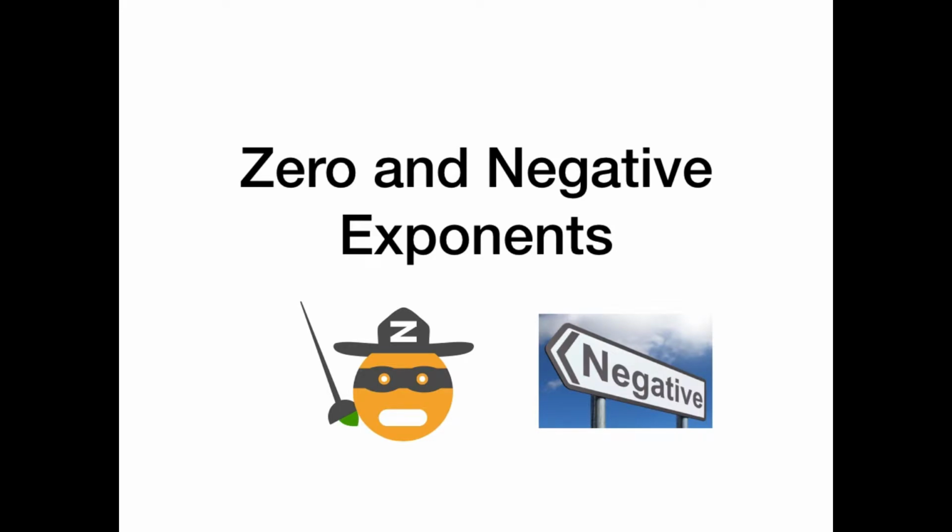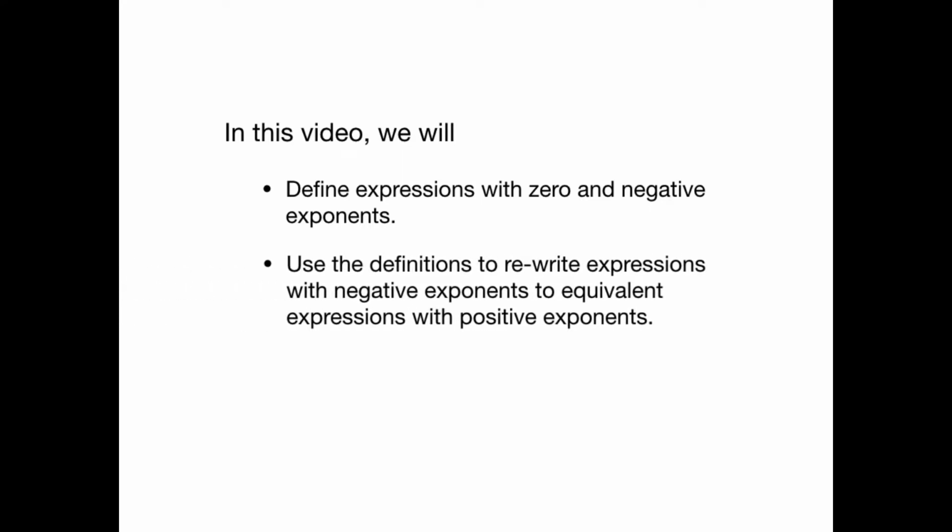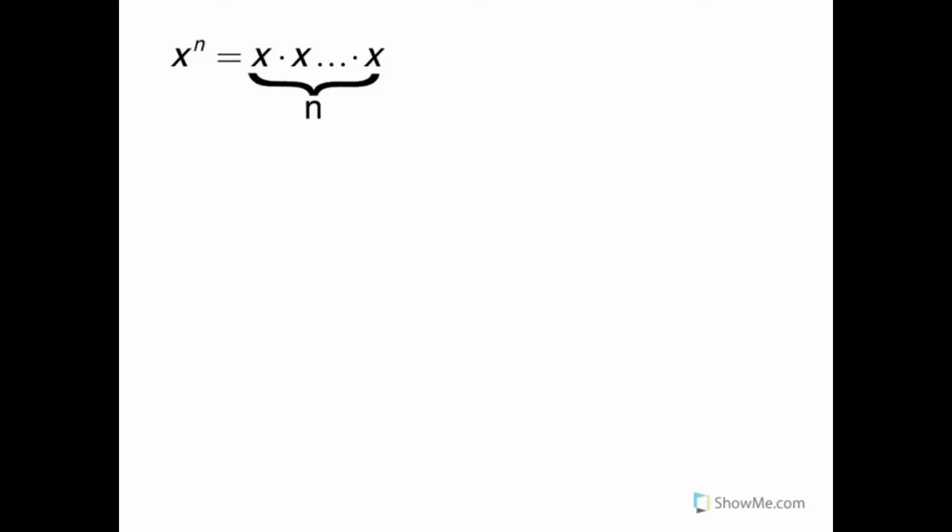Zero and negative exponents. In this video, we'll define expressions with zero and negative exponents, and then we'll use the definitions to rewrite expressions with negative exponents as equivalent expressions with positive exponents. In the previous video, the definition of exponent, x to the power n, is n copies of x multiplied, and n needs to be a counting number to count the copies of x.